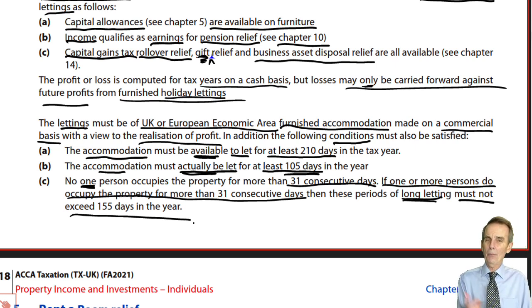So you can't pretend that this is a holiday let. Like you've got students in your particular property. It's a student let. Now some might argue students are on holiday.